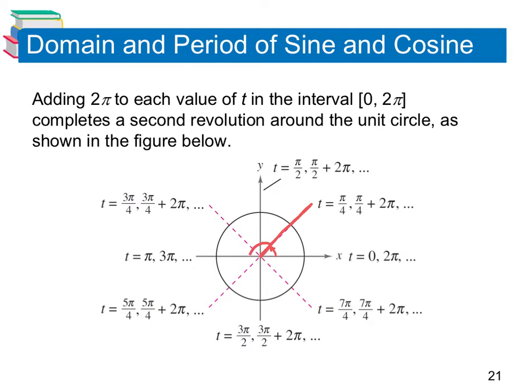So if we add 2 pi to this, we end up at the same spot that we started with. So we just added a second revolution. So we can always add 2 pi if we're in radians, just to go around the circle again. So this just shows that when t is equal to pi over 4, it's the same thing as pi over 4 plus 2 pi.